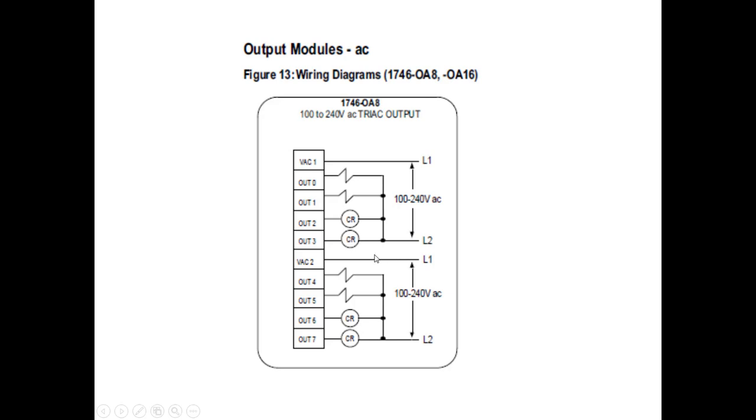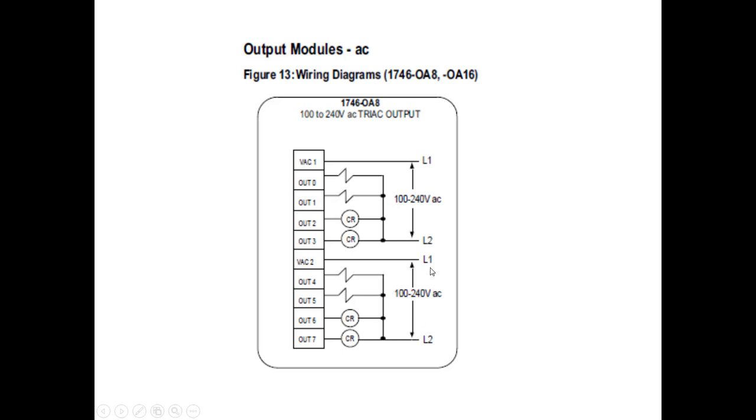The way that this is hooked up is it has 2 voltage sinks. So when you run voltage to VAC1, that provides the voltage for outputs 0, 1, 2, 3, 4 devices. If you have more than that, you then have to jumper this L1 to this VAC2. So VAC1 gets jumpered to VAC2. So that also gets voltage, and then that sources outputs 4, 5, 6, and 7. So then the outputs get landed into the card because there's screw terminals here. And then on the other side of the output, there's the output common, which is neutral.